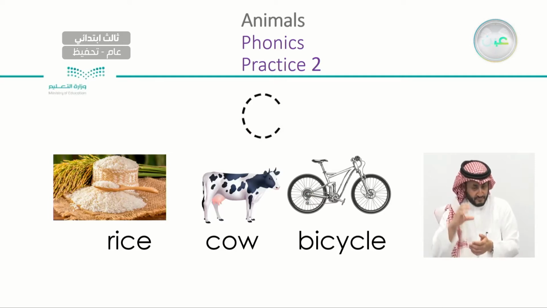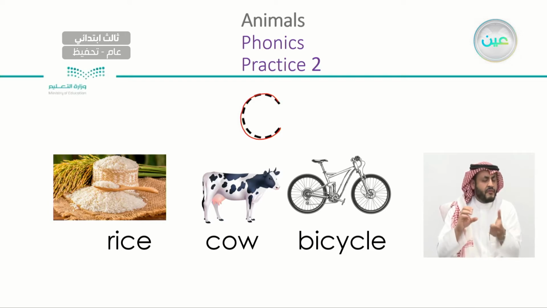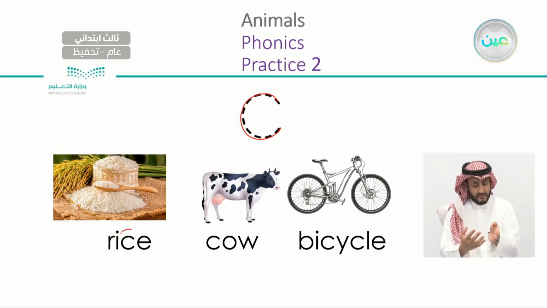C. Excellent. We have 3 words. What's the first word? Rice. Excellent. Where's the C? At the end before the E. Excellent. And here we have cow. It came at the beginning. And here we have the word bicycle. Excellent.